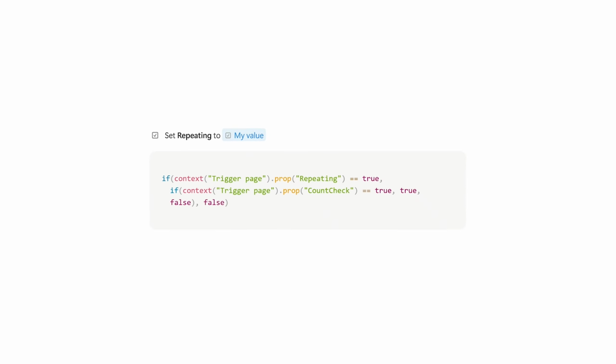For repeating off, set repeating to: if repeating is true, then we act. If count check, the checker if progress has met the count number, is true, then we leave the repeating as true. Else if count check is false, then it's false. If repeating isn't true after all, then leave it false.